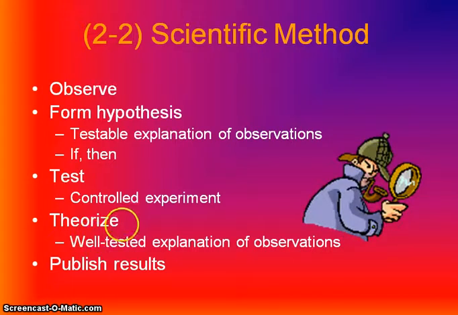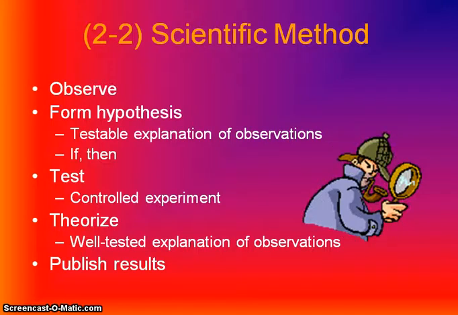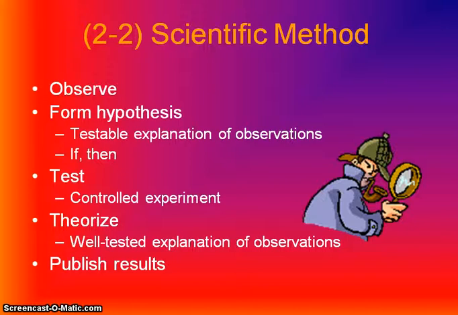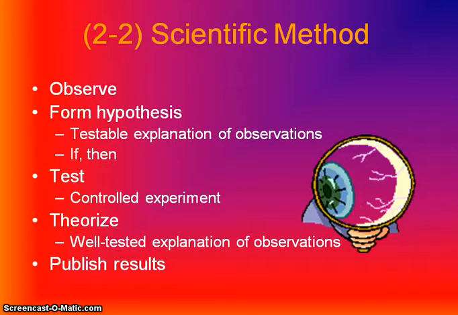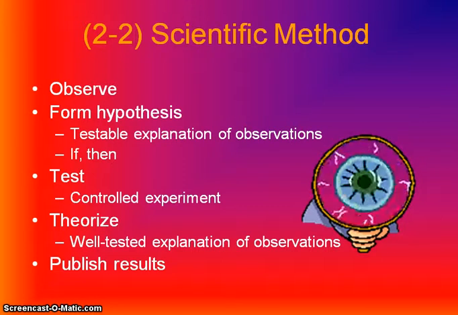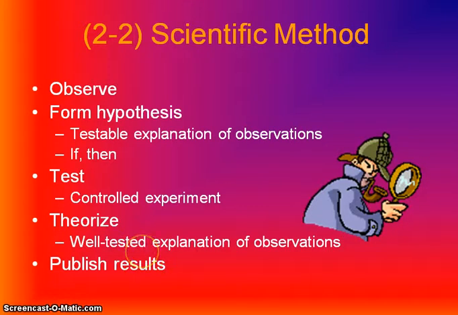And then finally, you could publish your results. And there's many reasons why someone might want to publish their results. It could be to share their information with other people so that they can have their experiment replicated to form a theory. It might simply be to try to reach a conclusion faster by collaborating and sharing with others. So there's many reasons why someone might want to publish their results.